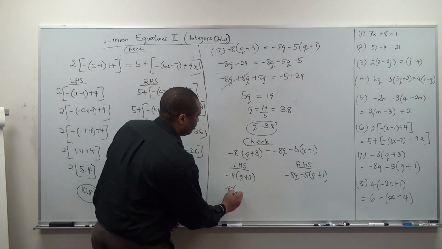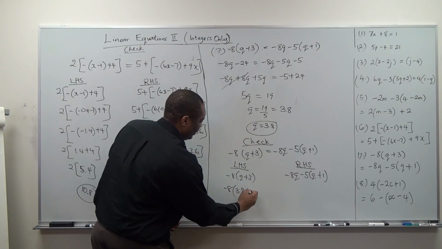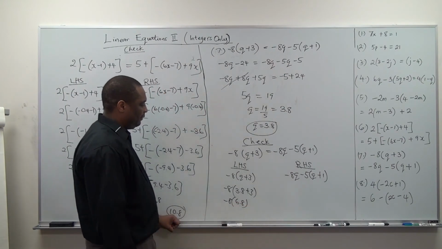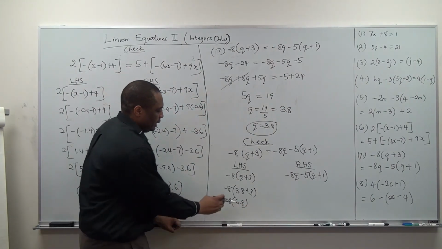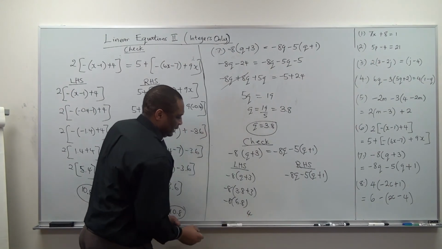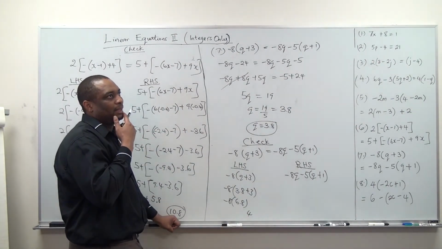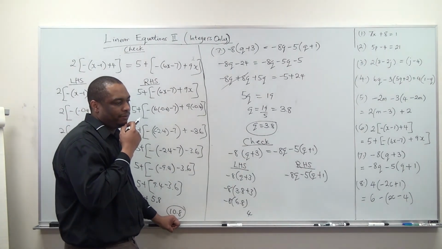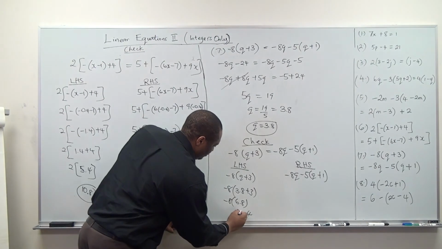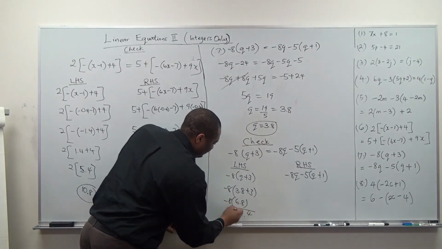Negative 8 into 3.8 plus 3, which is negative 8 into 6.8. Now negative 8 times 6.8. Negative 8 times 8 is 64. 4 carry over 6. 8 times 6 is 48. Plus 6 is 54. So this is negative 54.4.